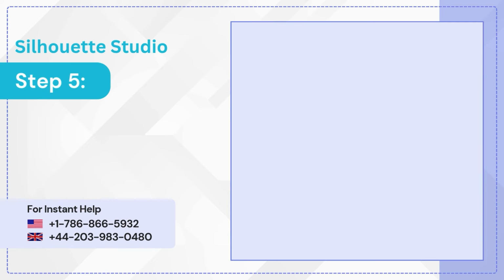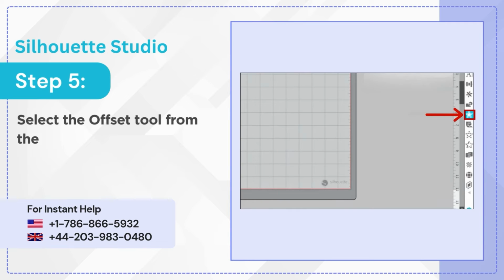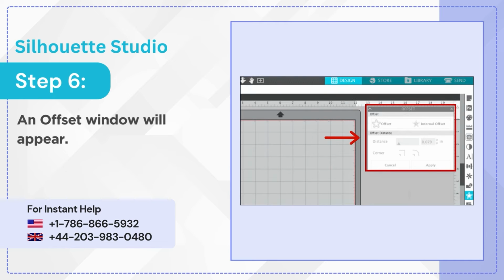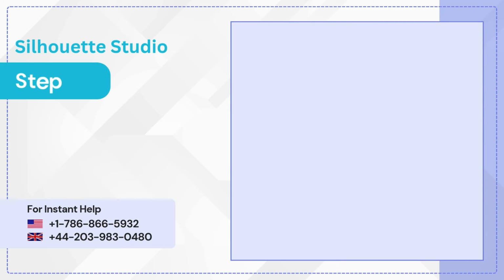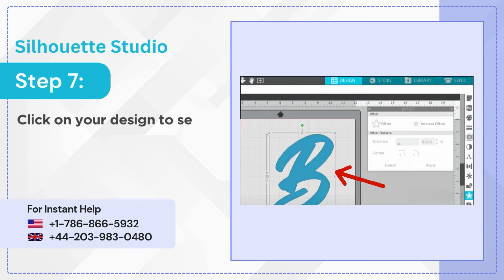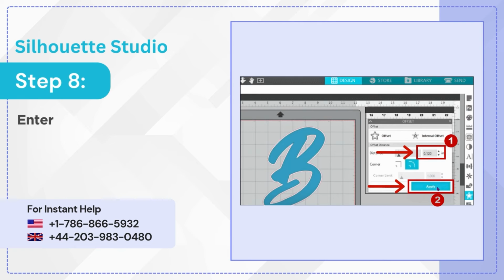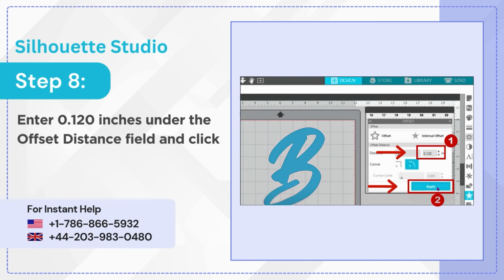Step 5. Select the Offset tool from the right panel toolbar. Step 6. An offset window will appear. Step 7. Click on your design to select it. Step 8. Enter 0.120 inches under the offset distance field and click on Apply.